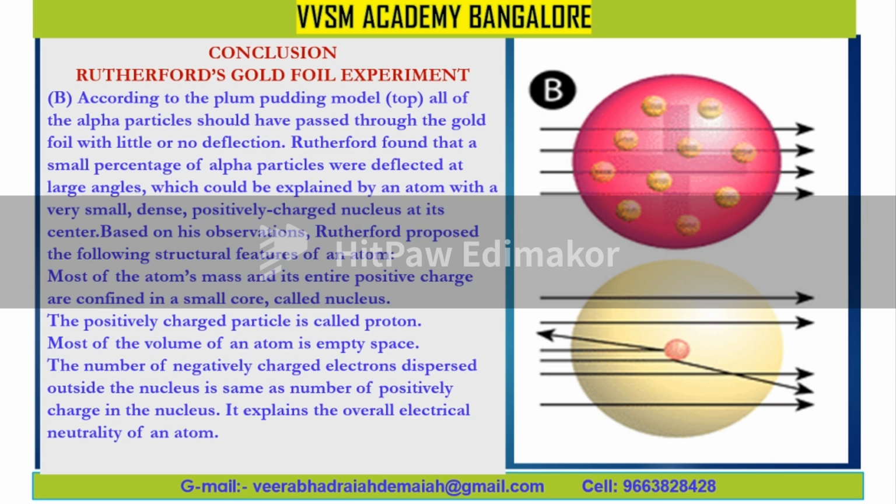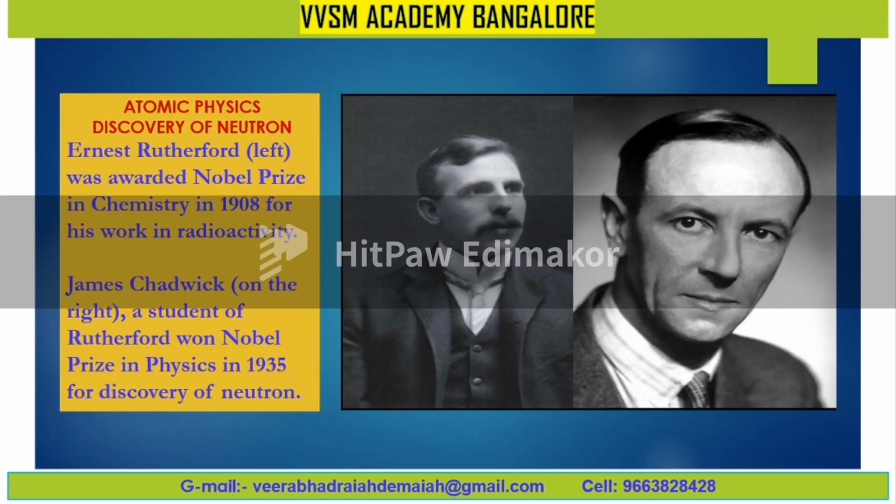Based on his observations, Rutherford proposed the following structural features of an atom. Most of the atom's mass and its entire positive charge are confined in a small core called the nucleus. The positively charged particle is called the proton. Most of the volume of an atom is empty space. The number of negatively charged electrons dispersed outside the nucleus is the same as the number of positive charges in the nucleus. It explains the overall electrical neutrality of an atom. So this is the concept of Rutherford's gold foil experiment.